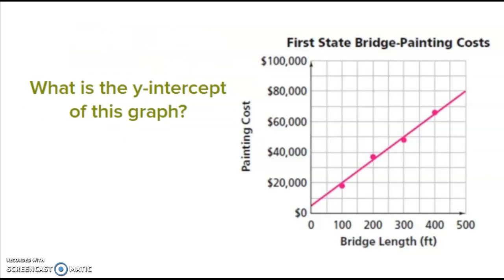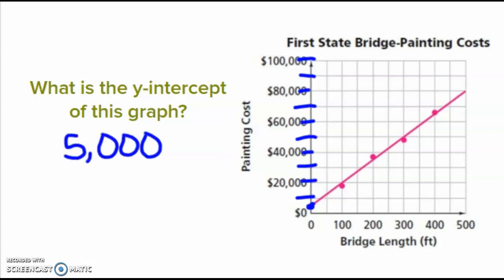First things first, what would be the y-intercept of this graph if we're looking at the line of best fit? Now, this isn't going to be exact, but we can use our best guess based on the line and the information given. So the y-intercept would be right down here. Notice that we are going up by tens of thousands for every mark here. So I would say it would be around 5,000 for our y-intercept.